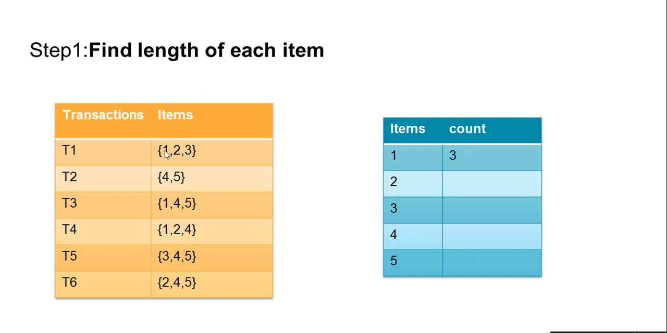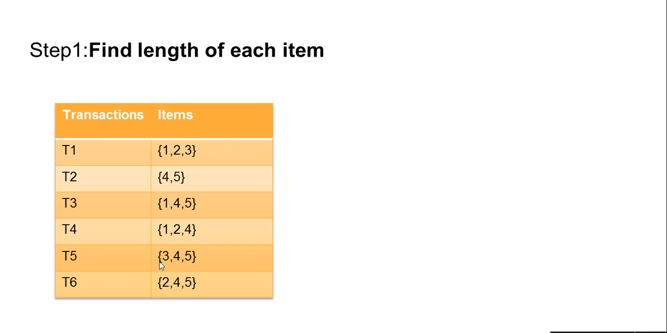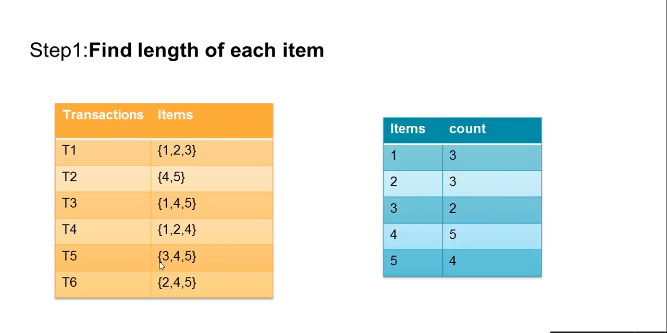So let me say my item 1 has been brought 1, 2 and 3 times. Like that, my item 2 is brought 1, 2 and 3 times. So I will make the table. My item 3 is brought 1 and 2, so only 2 times. Like that, my item 4, if you see, 1, 2, 3, 4 and 5, and item 5 has been brought 4 times.